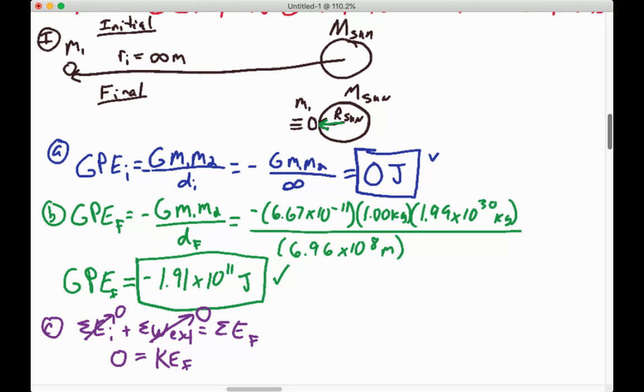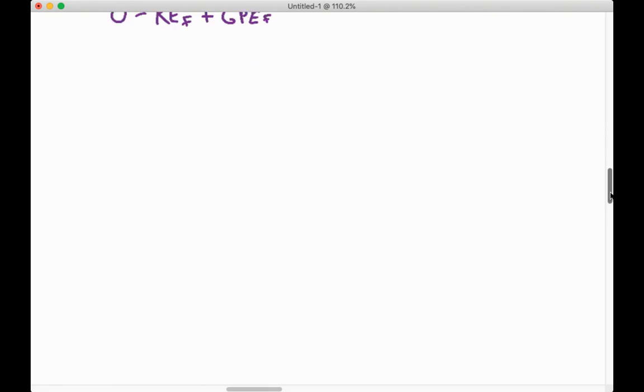And then our question for GPE: is it at a distance less than infinity? It is at a distance less than infinity. So that means we're going to have to worry ourselves about the GPE final. So we have that. So what that means is we have 0 is equal to kinetic energy final plus GPE final.